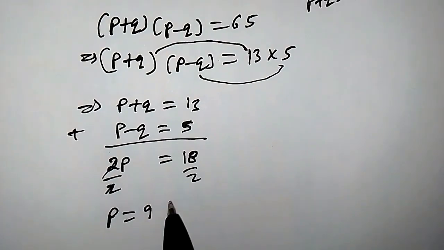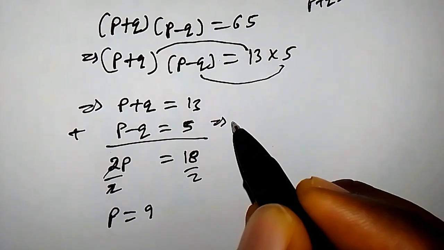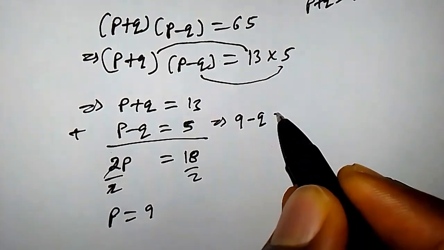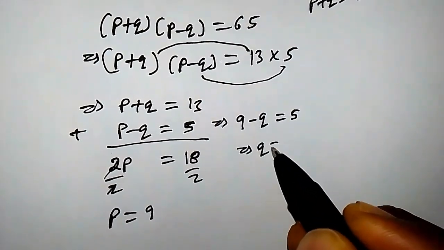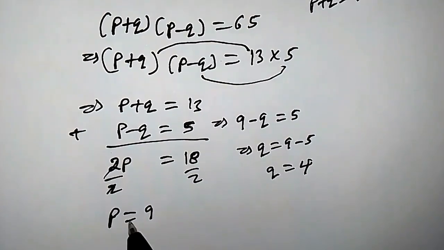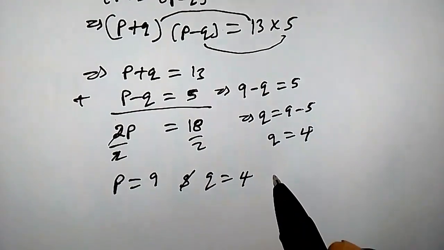Substituting this value of p into any of these equations, let's plug it here. We're going to have p is 9, so we have 9 minus q equals 5. This could be written as q equals 9 minus 5. So our value of q is equal to 4. So we get p to be 9 and q is equal to 4.